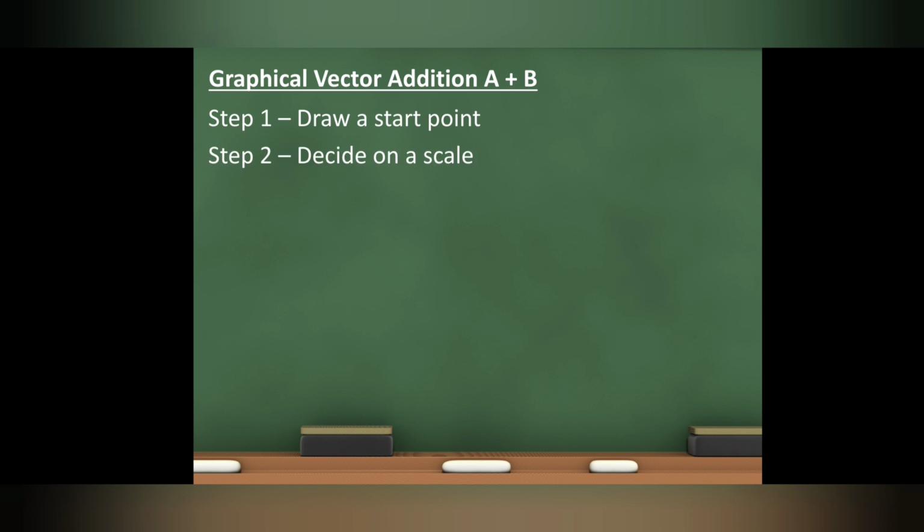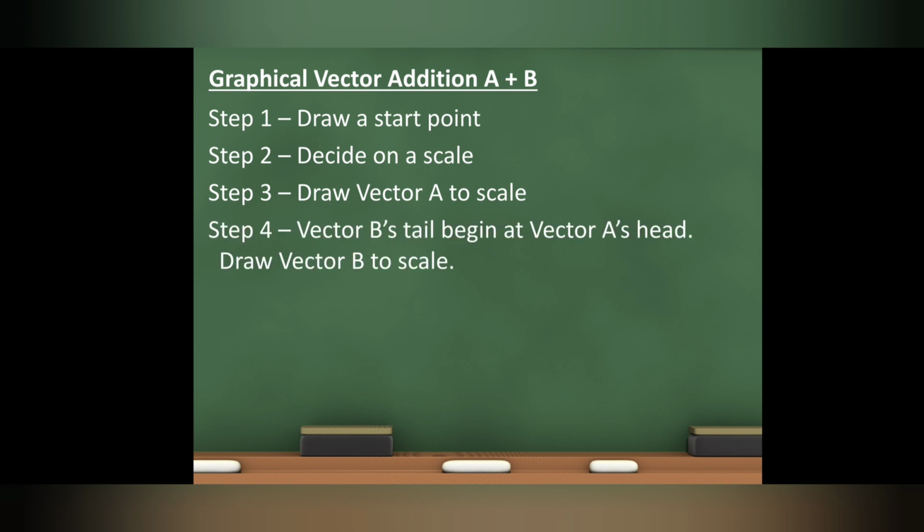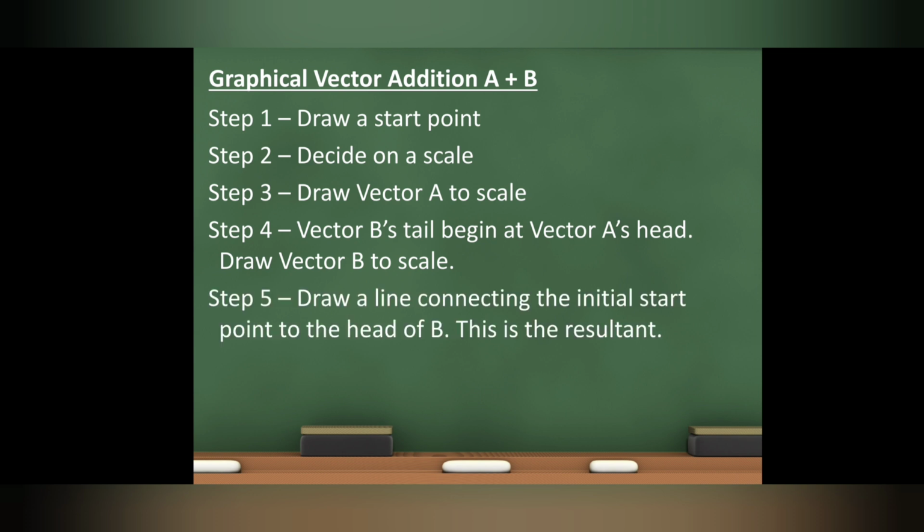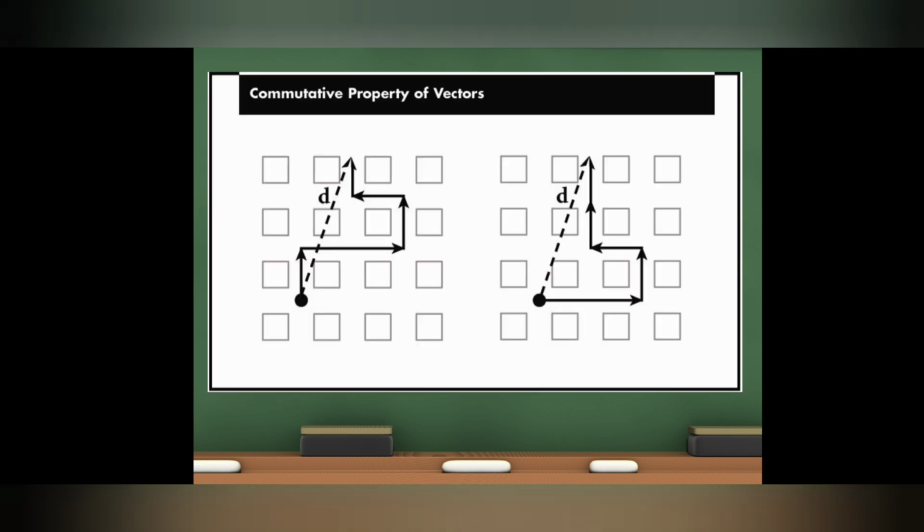Next we will decide on the scale we want. Then draw vector A to the scale. Vector B's tail begins at vector A's head. Draw vector B to the scale again, and then draw a line connecting the initial point and the head of B. This will give you the resultant. So first draw one point, decide the scale, draw vector A to that scale, then B's tail begins at A's head. We draw vector B to scale and finally connect the start to the head of B, which gives you the resultant like this. So the commutative property is also valid for vectors.